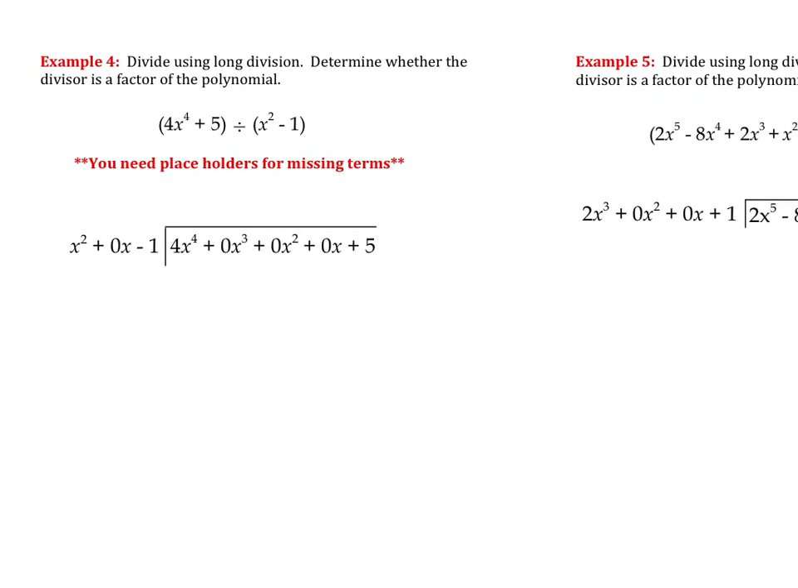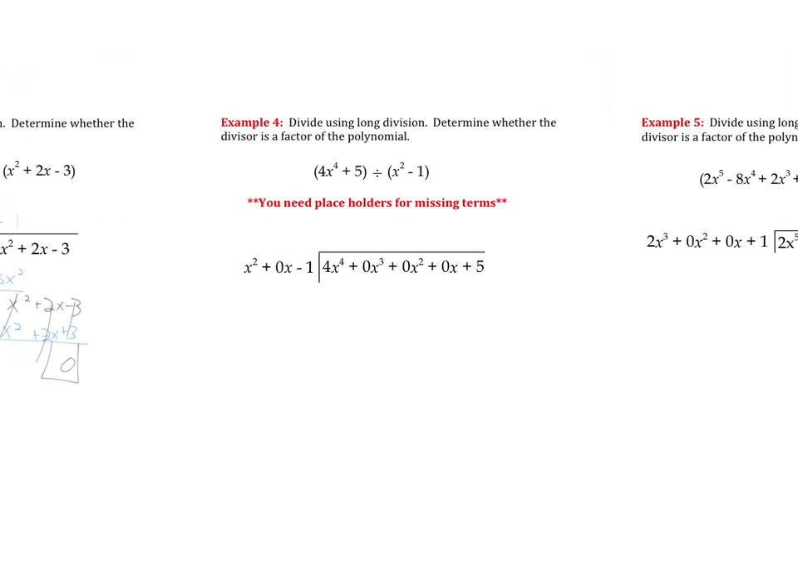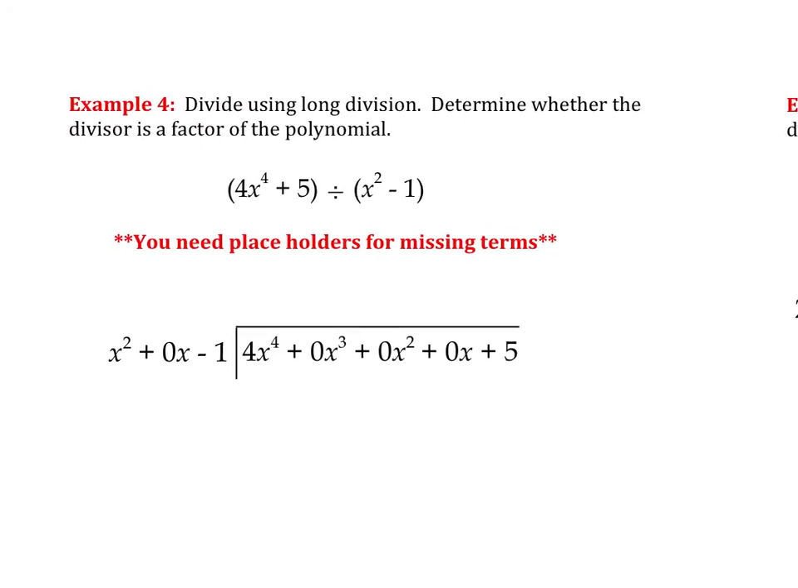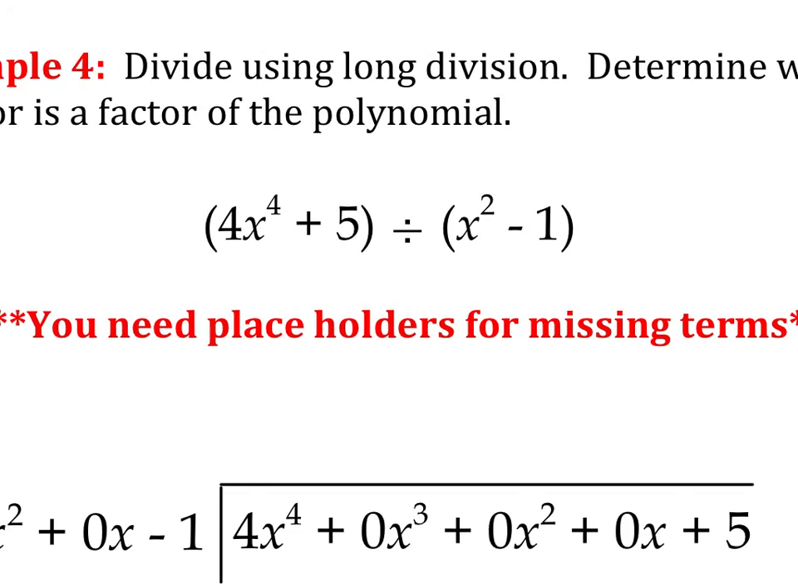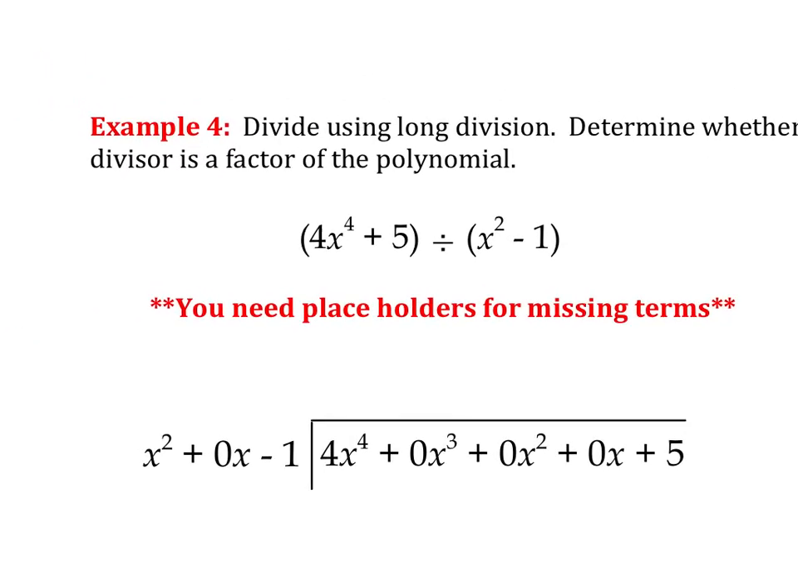All right, home stretch, 4 more problems. So here we have 4x to the fifth plus 5, and we're dividing that by x squared minus 1. Both of these kind of skip over a bunch of terms, right? This skips the x to the third, x squared, and plain old x. When we write these out, you need to make sure that you're not skipping any single term. So if you have terms that are missing, use a 0 as a placeholder coefficient.